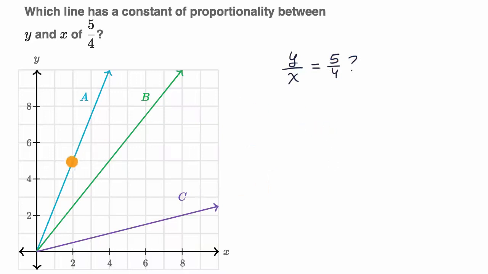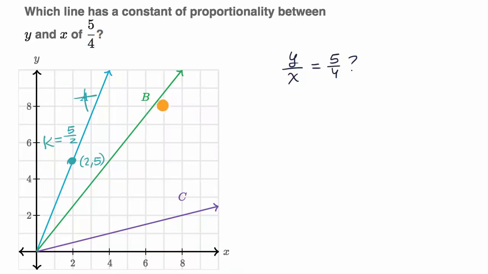So let's first try line A right over here. So line A, let me find a point that sits on it. So that looks like a point that sits on it. And so this is the point 2, 5. And so if I took y divided by x, I would get a constant of proportionality as 5/2. So A is not going to be our answer. We want to get to a constant of proportionality of 5/4.